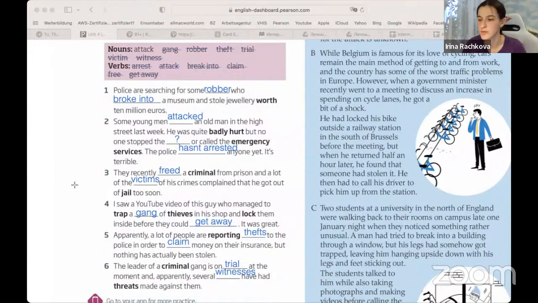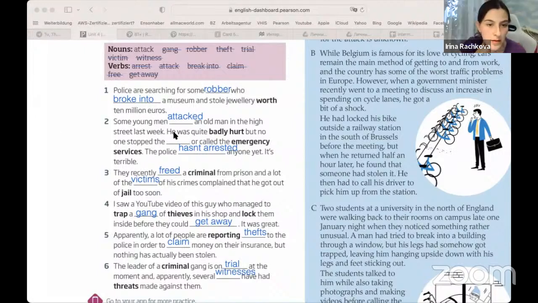Ужас это какой-то был, по-моему, у нас. Они получили угрозы. Threats. Угрозы. Threats. To threaten someone, как пугать, угрожать. Okay. So, Erin, and that means in number 2, what is left?